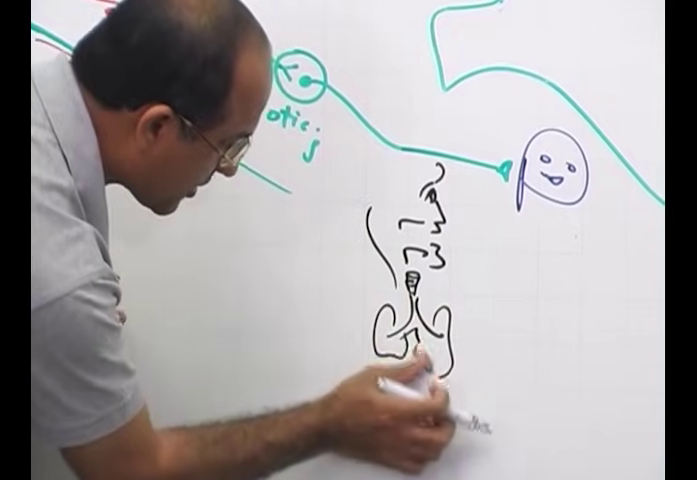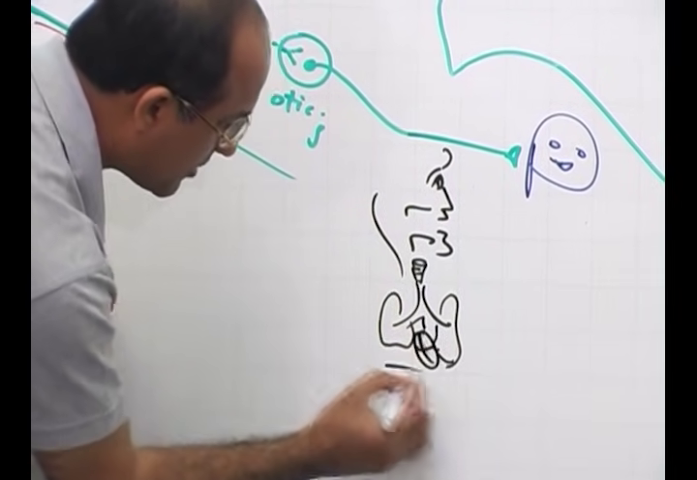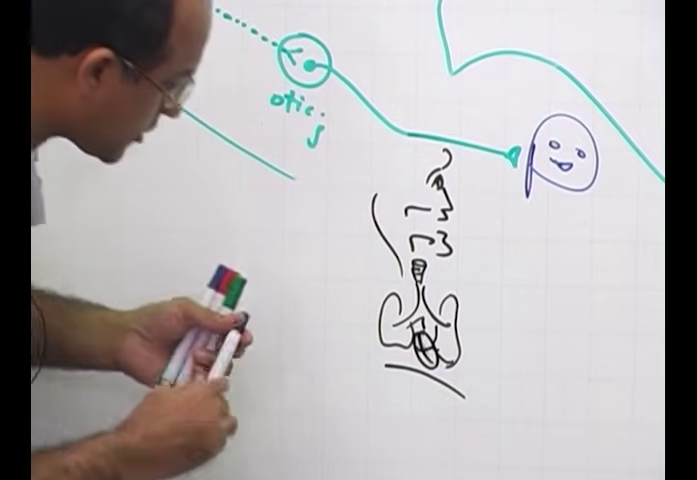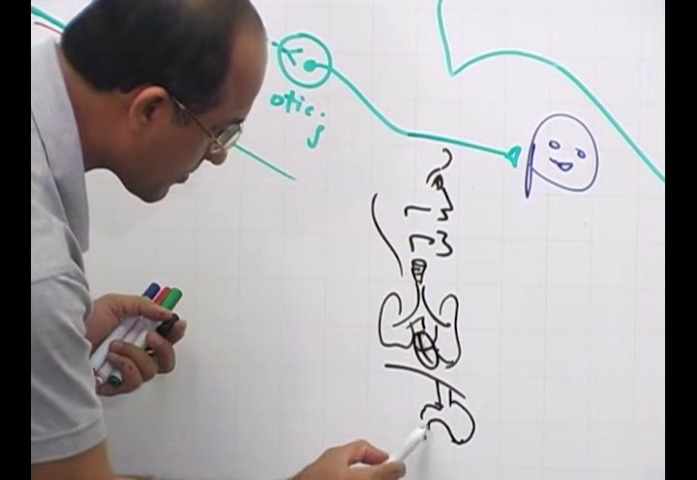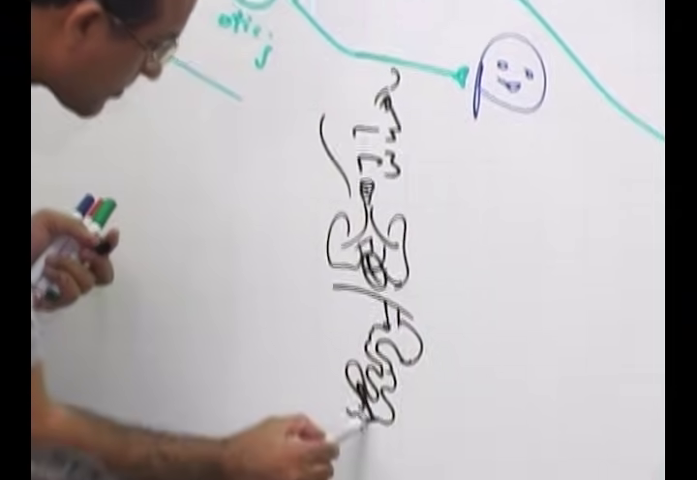Okay, heart should be put somewhere in between. Black heart, very sad person. Then here should be GIT. Duodenum, jejunum.